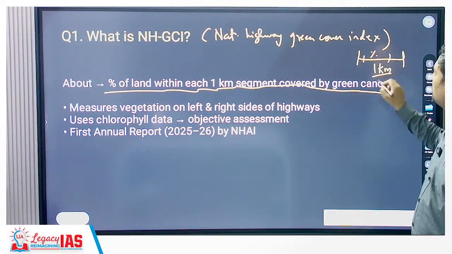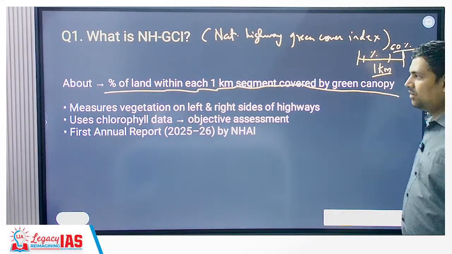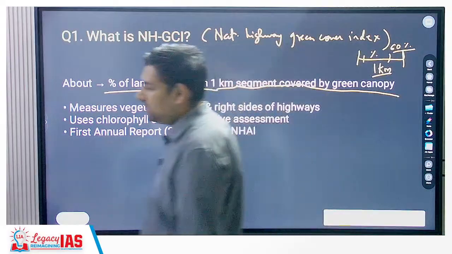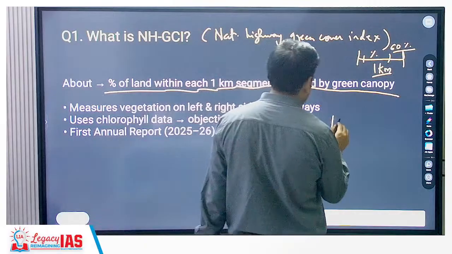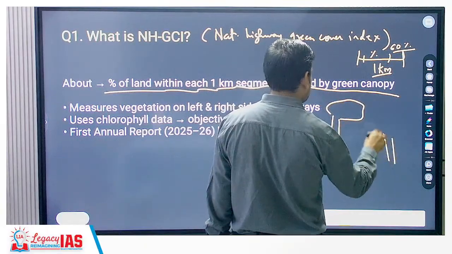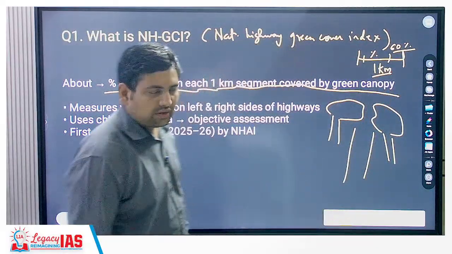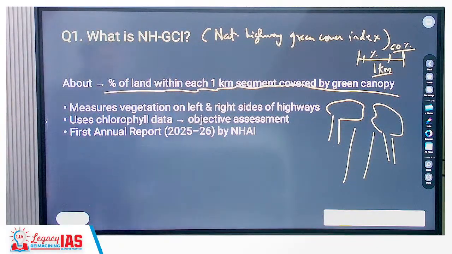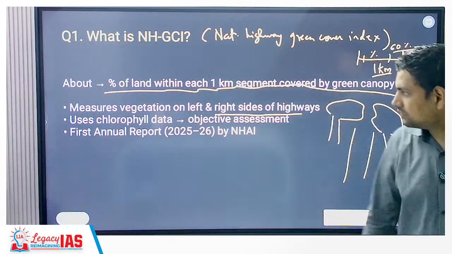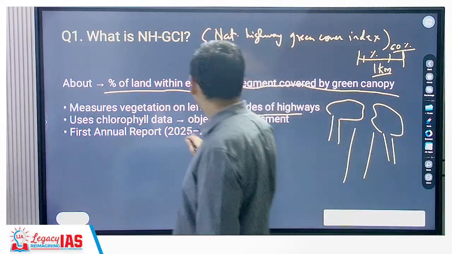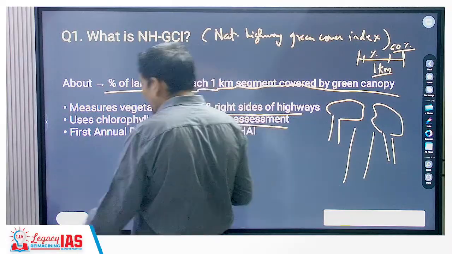Let's say this much is covered by green canopy, then they will say that 60% is covered in this region by green canopy. Green canopy, you understand? So basically trees on both the sides, these are called green canopy. In the middle you will have roads. Okay. Then measures vegetation on left and right sides of the highway, as I explained to you. Then uses chlorophyll data for objective assessment. Now chlorophyll data, understand how chlorophyll data works.